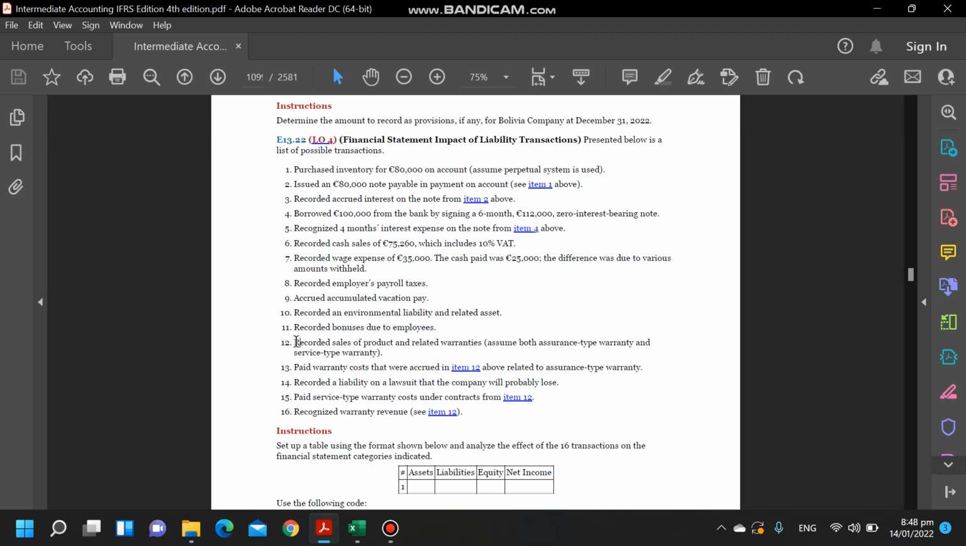And then number 12, recorded sales of product and related warranties, assuming both assurance type warranty and service type warranty. So when we make the sales, it will increase our asset, assuming it is cash or accounts receivable, and it will also increase the income and therefore the equity. And then liability will also be increased because there's a service type warranty. So this is still unearned, and that's why the liability is increased.